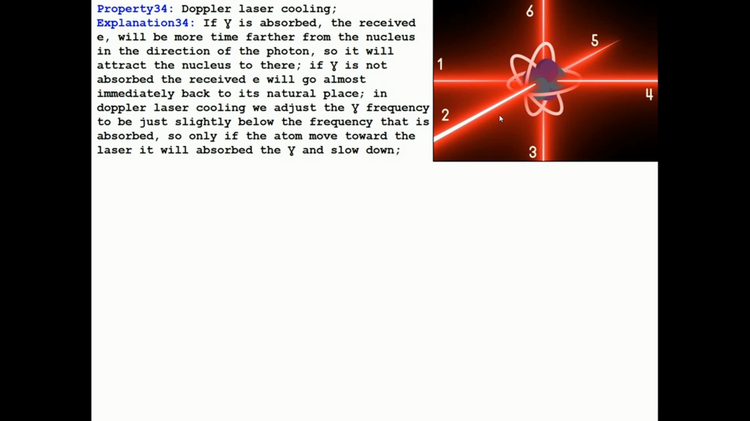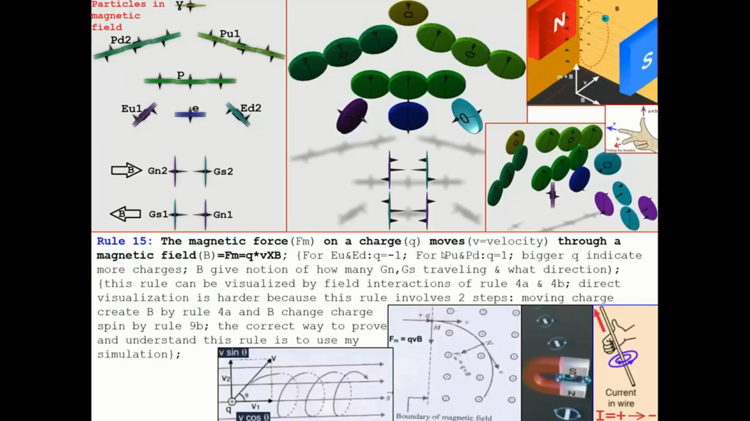In Doppler laser cooling, we adjust the frequency of the photon of the laser to be just slightly below the frequency that is absorbed by the specific atom that we want to cool down. So only if this atom moves toward the laser, it will absorb the light, and then it will slow down, because it will see it blue shifted. See blue shift process. Rule 15.